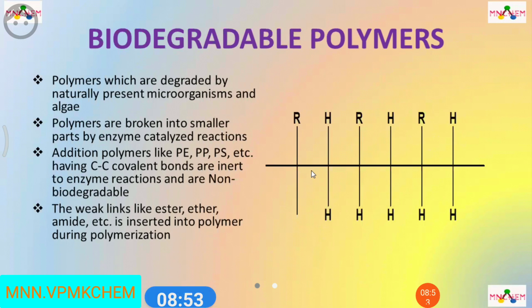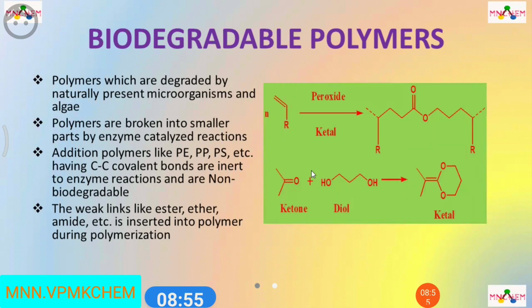Now, which are those weak links? These weak links are like ester groups. When the polymerization takes place, if we use smaller molecules like these ketones, they are inserted in the polymeric chain as the ester group, which are weaker as compared to the carbon-carbon bonds and can easily be broken, can easily be degraded during the enzyme process.